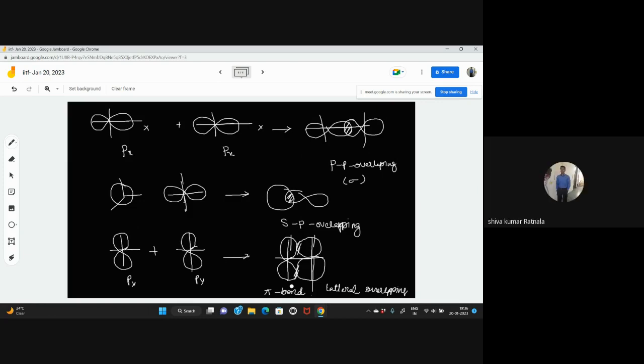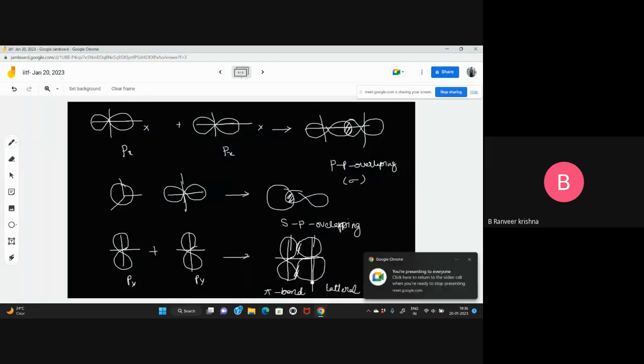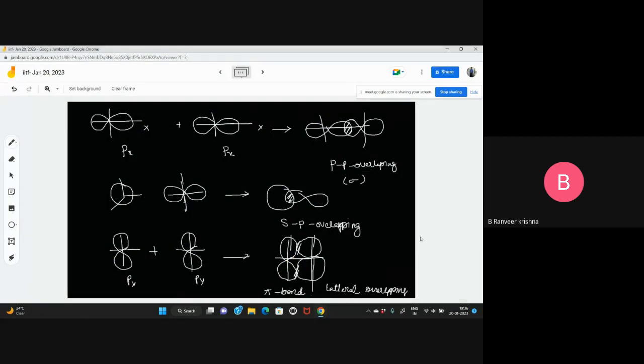Sir, that means the type of orbital depends on the shape of the covalent bond. What you are trying to ask, Nana? Covalent bond, we can't define shape.